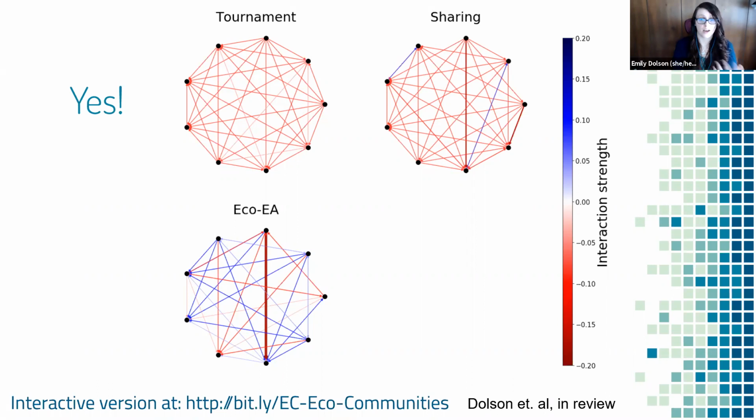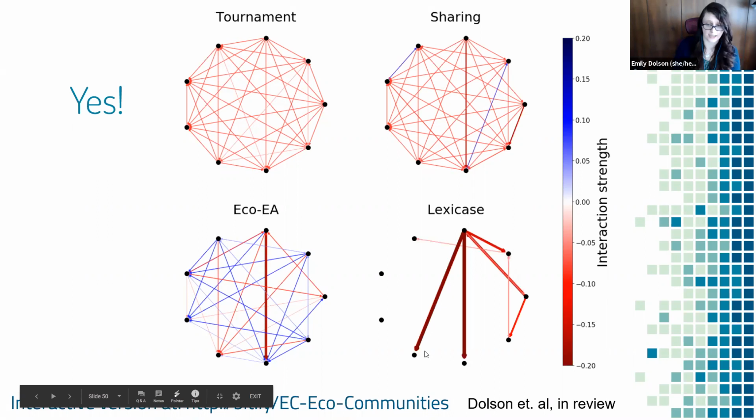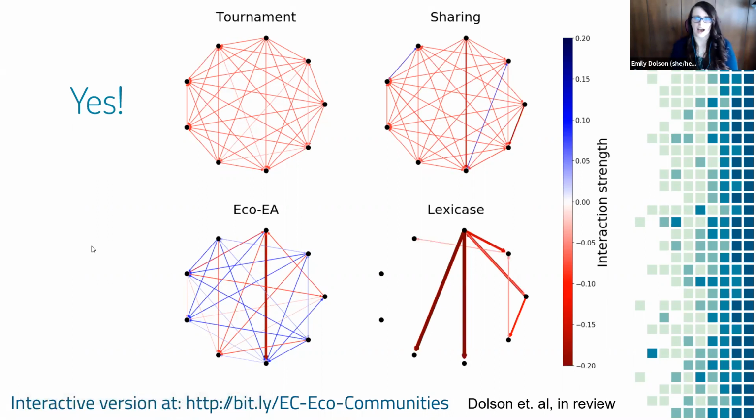And then another evolutionary algorithm that produces even more different communities is called lexicase selection. You can see this is characterized by having a very small number of very intense negative interactions. And so this is looking pretty compelling in terms of these different evolutionary algorithms creating communities that are different in meaningful ways.